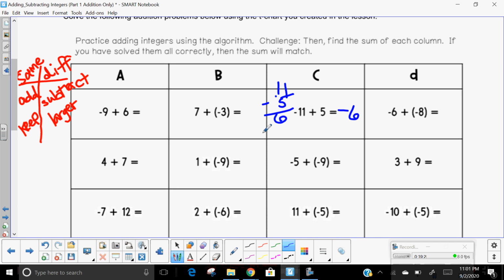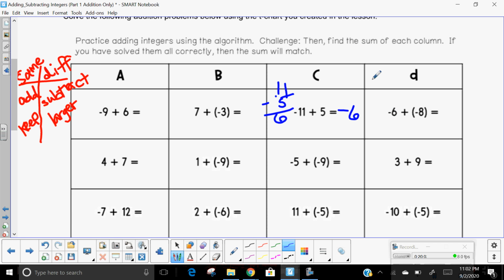So how about this one? We have -6 plus -8. Let's look over here. Do we have same or different signs? Well, these are both the same, so they're both negative. So we're going to come down to this column, and we're going to look down this column, and it tells me what we need to do. We're going to add the two numbers together, and then we're going to what? Keep the sign that both of those numbers have.